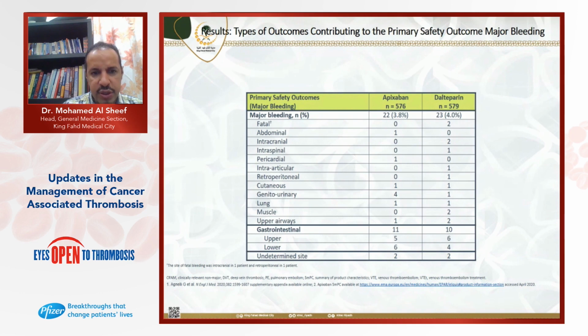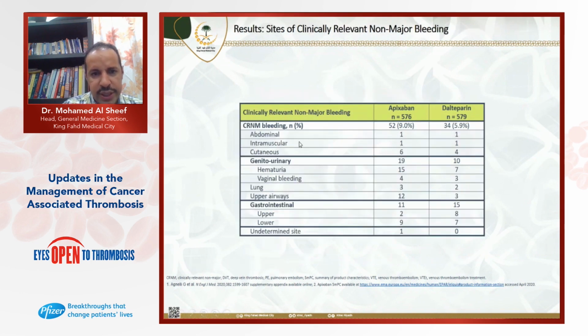Also, we don't find a significant difference for genitourinary bleeding in this group, but there was a trend toward increase in genitourinary bleeding. But the most important, GI bleeding, was equal or parallel. For clinically relevant non-major bleeding, we have 52 cases, 9% compared to 5.9%. But major bleeding is the most important for us. Clinically relevant non-major bleeding is important, but it's less than major bleeding.